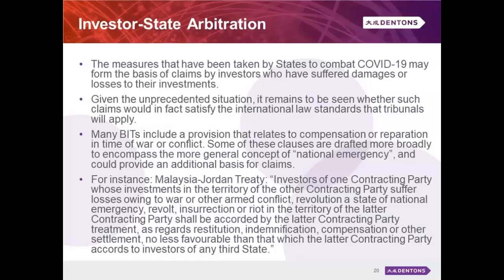So, for example, one example that comes to mind is the language of the Malaysia-Jordan Treaty, which you see on your slide, bullet point 4. This is a provision in the most favored nation provision in the treaty that, as you can see, provides protection to investors who suffer losses owing to war or other armed conflicts, revolution, a state of national emergency, which is applicable in this case, and insurrection or riot in the territory of the latter.